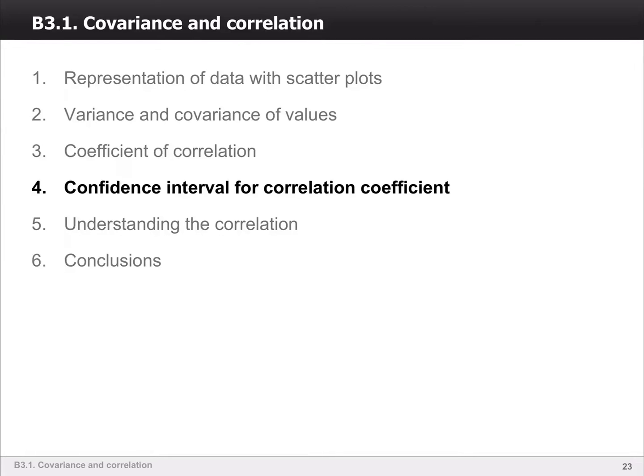Now let's talk about inference. You remember that correlation is just a statistic. It's a statistic of your sample. And if you see, for example, a strong correlation in your sample, does it mean that the correlation will be just as strong for your population?